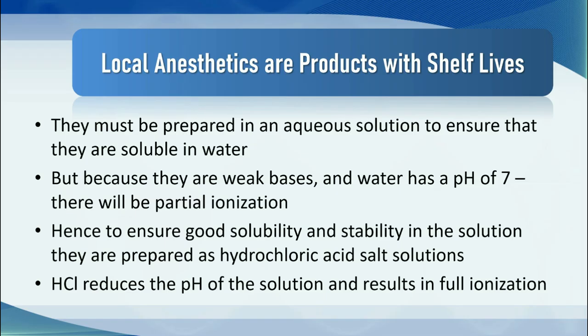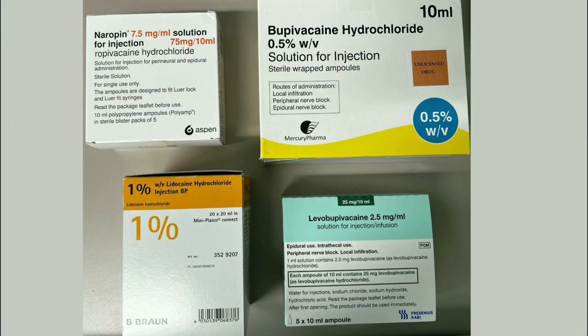Local anesthetics are products with shelf lives, so they have to sit on a shelf for a long time before you pick them up, and the best way to do that is to dissolve the local anesthetic in water. But because they're weak bases and water has a pH of 7, there will be only partial ionization and poor solubility. To ensure good solubility and stability in the solution, they're prepared as hydrochloric acid salts. The hydrochloric acid reduces the pH of the solution and results in full ionization. These are the widely used local anesthetic agents, and you can see that they are prepared in hydrochloric acid solutions.